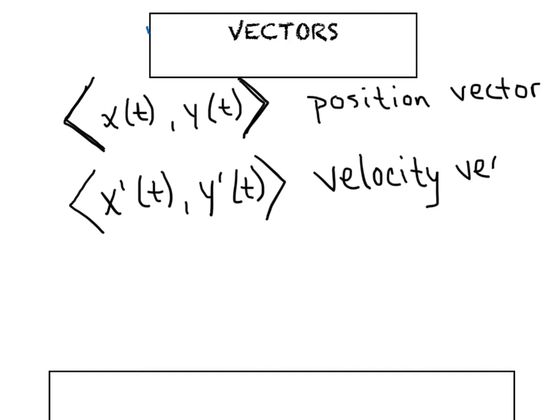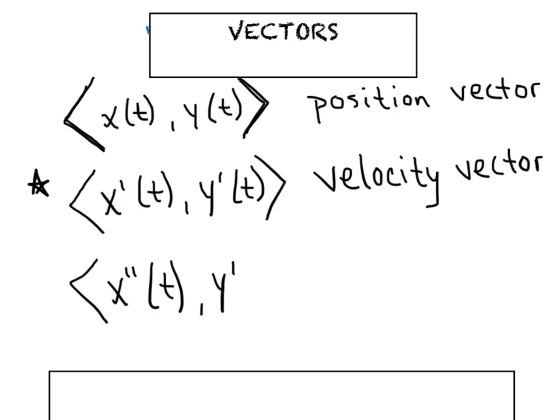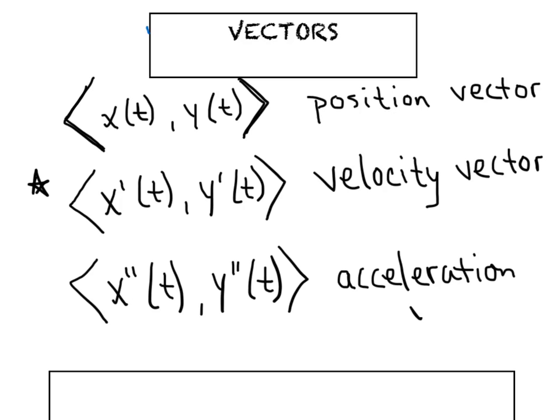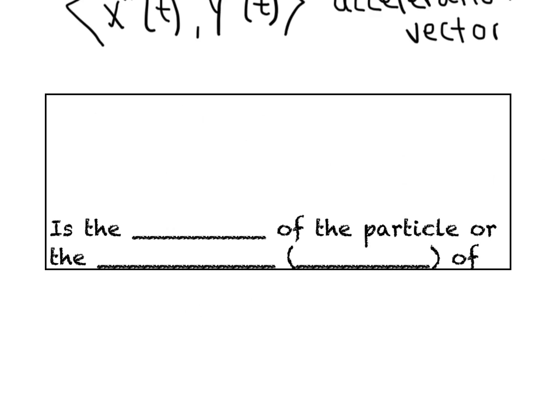Okay, and that's the real important one. That's describing whether you're going up, down, left, right, and all sorts of in between. And then the third one, of course, is x double prime of t, y double prime of t, and I hope you've correctly predicted that, yes, this is the acceleration vector. And the big thing there is just to take away the notation.